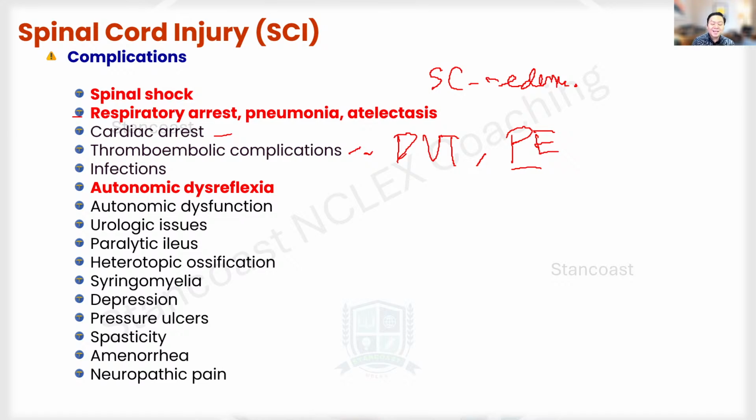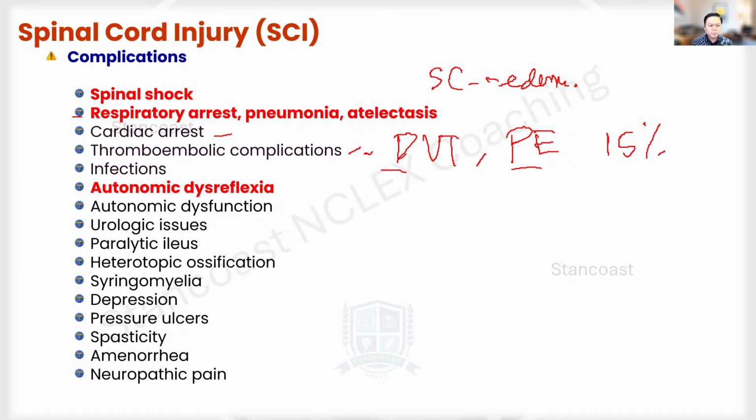Now, it's shown in the studies that about 15% of patients who have spinal cord injury will develop DVT and PE. And that is why we need to be really careful and make sure that we are preventing the patient from developing DVT and PE. There are so many interventions that we can do for that, okay?